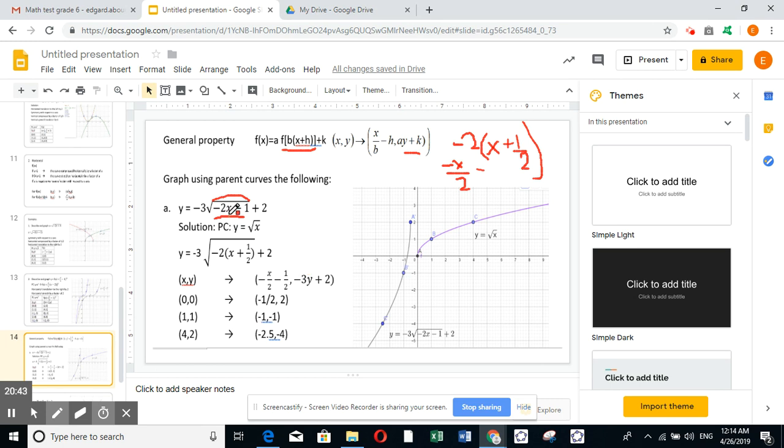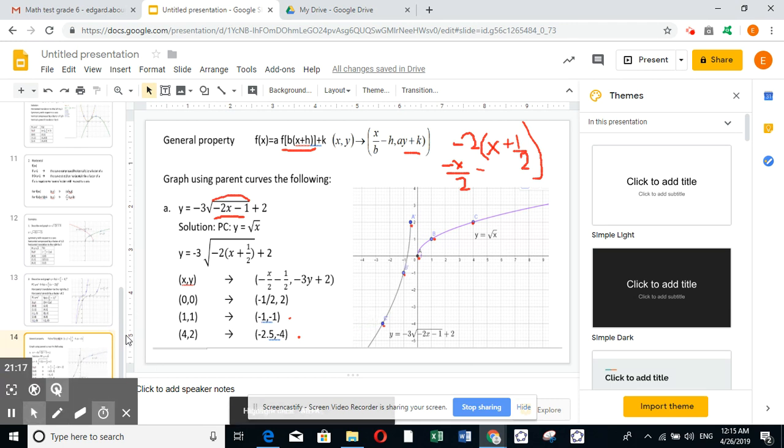Now, for particular points, the parent curve is root x. These are the points of root x: 0, 0, 1, 1, 4, 2. Just replace x by 0, y by 0, you get that point. X by 1, y by 1, you get that point. X by 4, y by 2, you get that point. And so the image of 0, 0 will be minus half, 2. The image of 1, 1 will be minus 1, minus 1. And the image of the point C, which is 4, 2, will be minus 2.5 and minus 4. So this is the parent curve and this is its image.